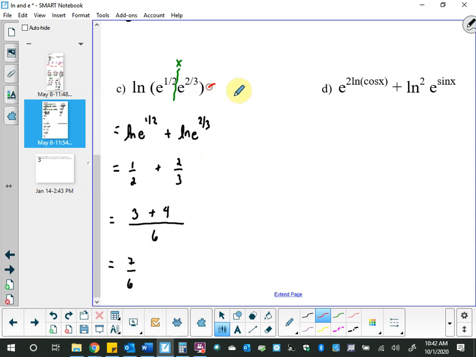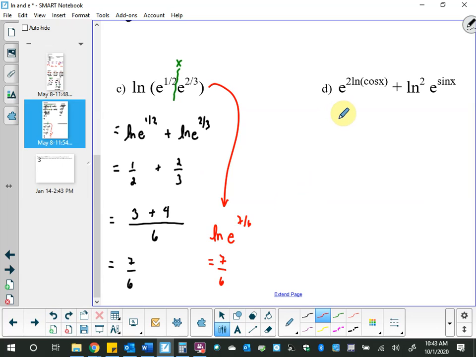Just so you know, we could have taken these two pieces, kept an e, and added the exponents because the bases were the same, and got the 7/6. Then the e and the ln are in a row, they cancel, and you still end up with 7/6. Either way, you still have to add fractions, and you still have to get common denominators.